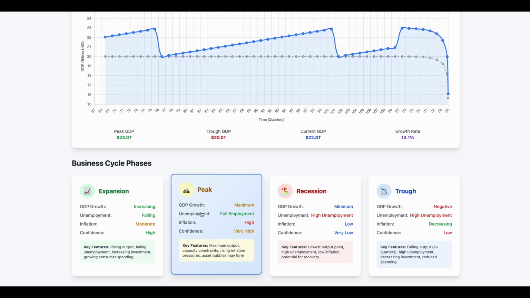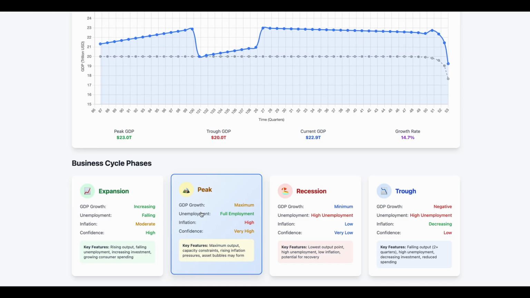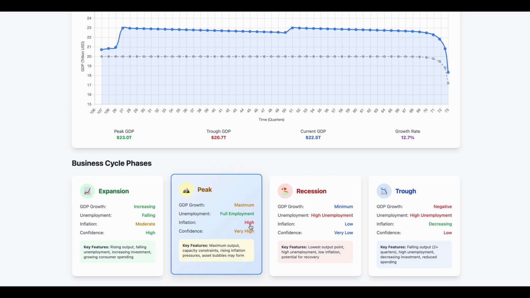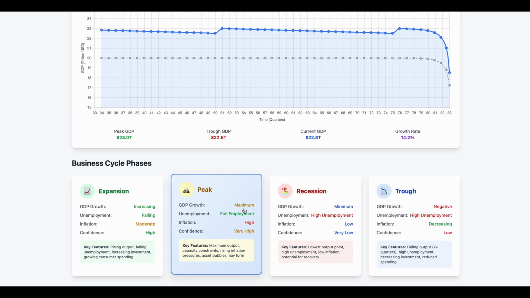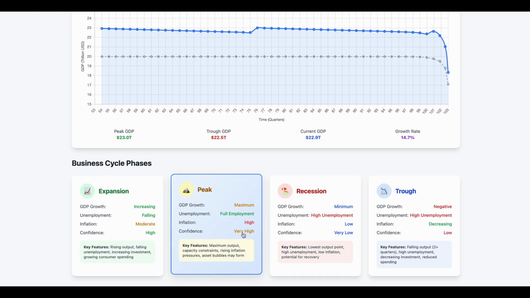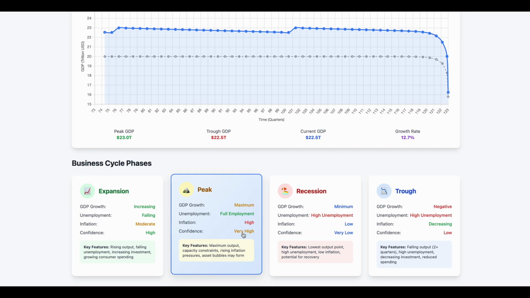If this sustains for a longer period of time, it can lead to what we call a peak, which is an ideal stage for every economy to be at, but not very fascinating because the opportunity cost visible is high inflation. The GDP growth rate is at its maximum, employment is full, confidence is very high. This is what we call a business cycle.